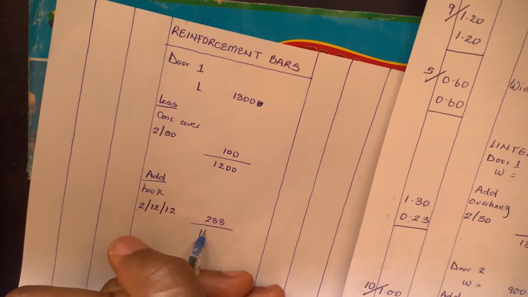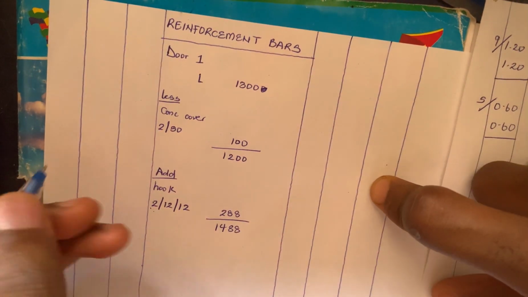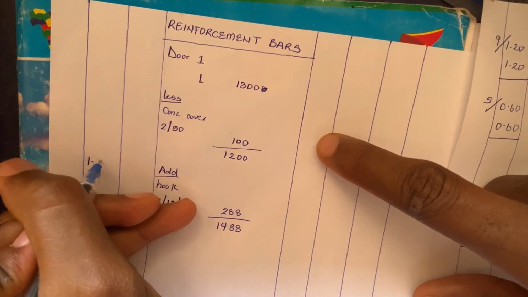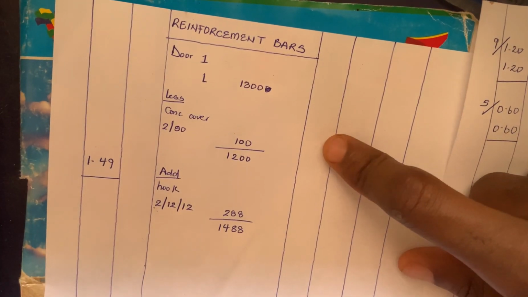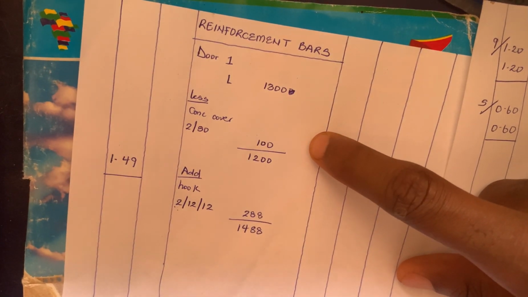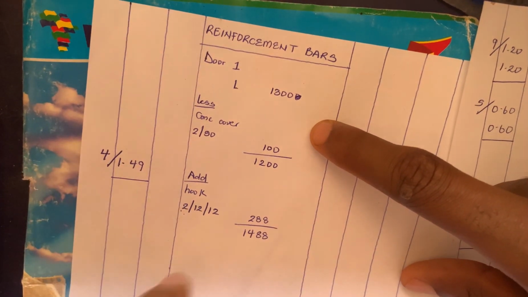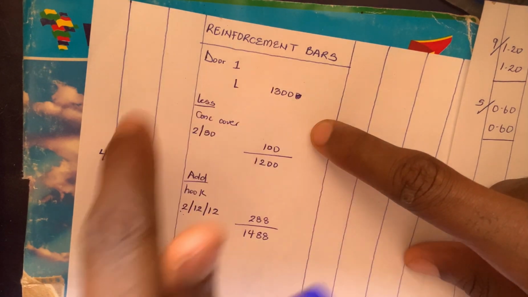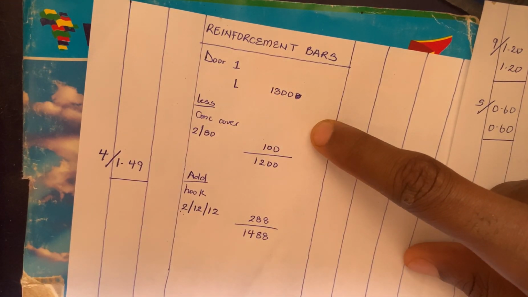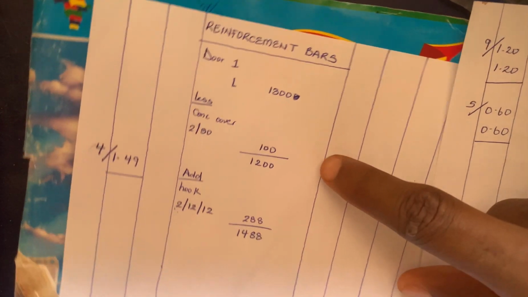Which will give me 1488. Then you book 1.49, and then you close. Now, if you remember in the diagram, there are four reinforcement bars inside one lintel. So you times this by four. And then you times it by the amount of lintels that are found in the plan. In this case, door one has only one door. There's only one door one in the plan. So you leave it like this, or you times it by one.